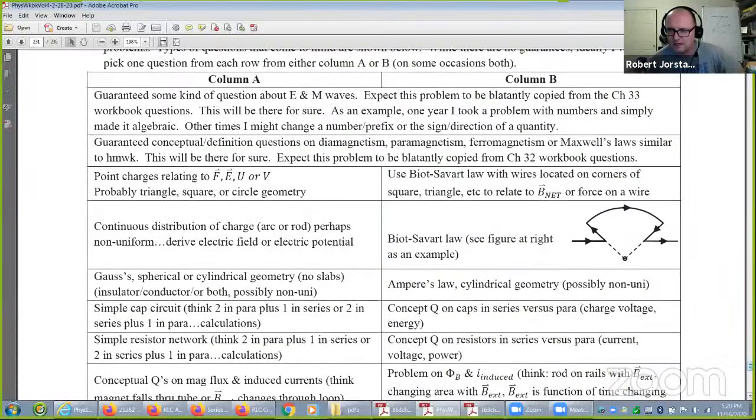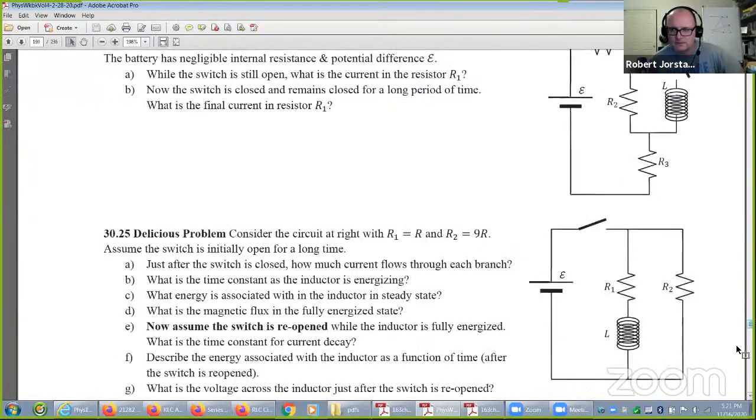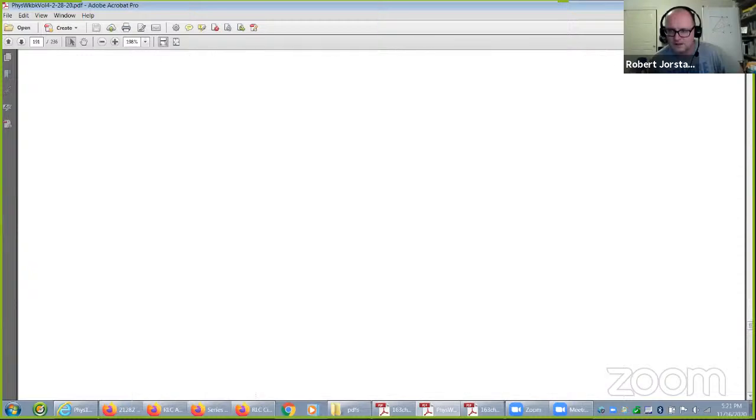And so in this case, let me see, what do I have here? RLC, okay, let's go ahead and start with the workbook. And we were probably about right there, a little after that. Sorry, almost there.